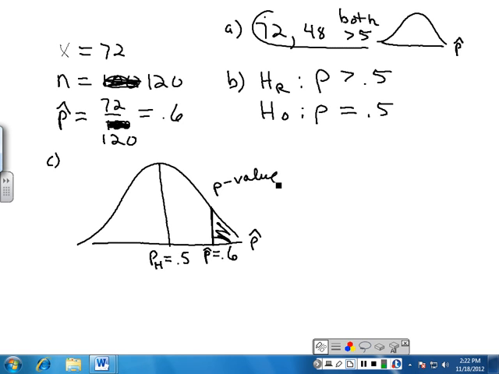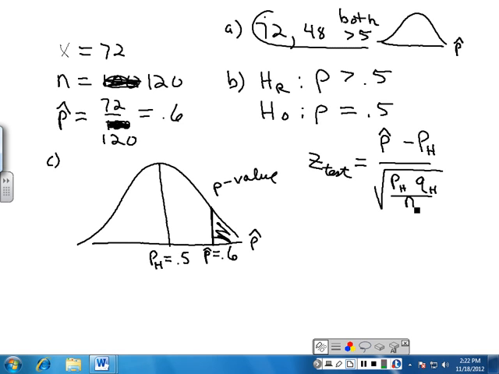And this is a z. All of the proportions are z's. So we can calculate the z-test. It's going to be the statistic minus the hypothesized parameter divided by the standard error, which for hypothesis testing is going to be the square root of p-h q-h over n. Make sure you use the hypothesized and not the p-hat when you're calculating these, and then n.